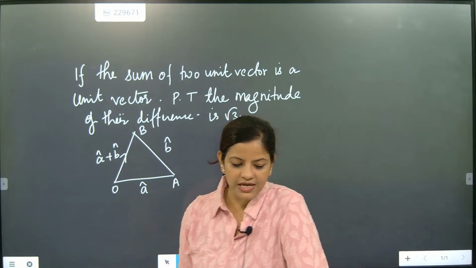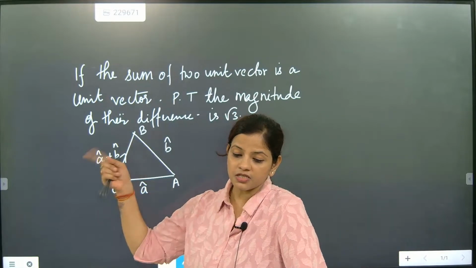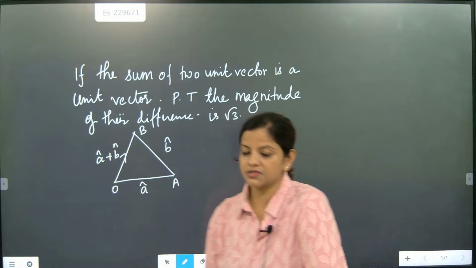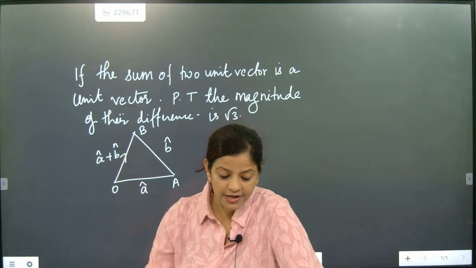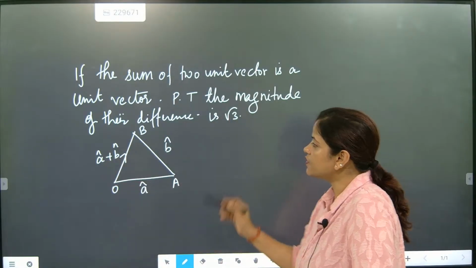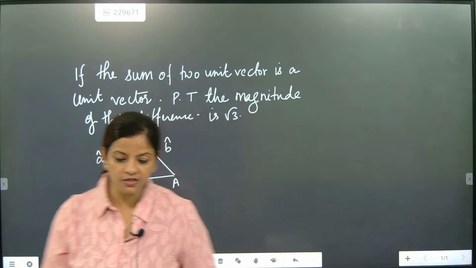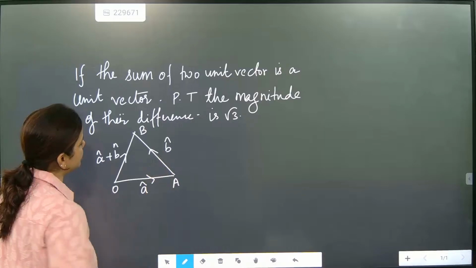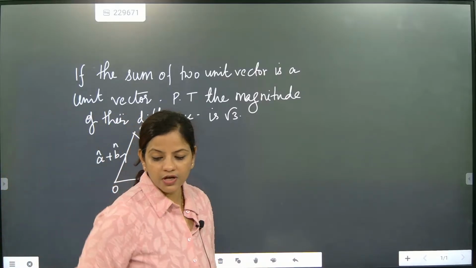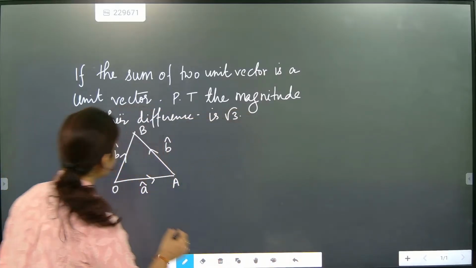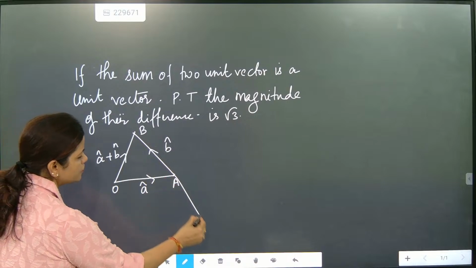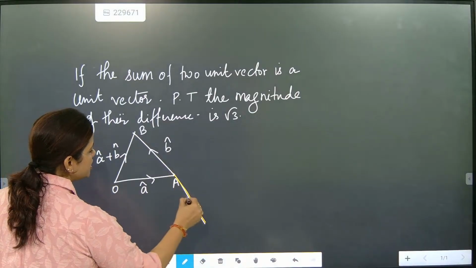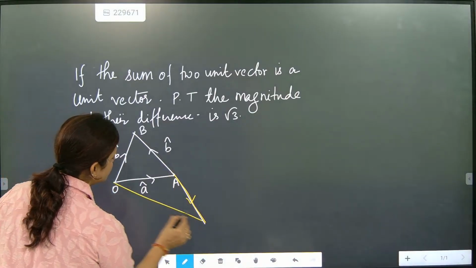Now, beta, what they're asking here is: the sum of 2 unit vectors is a unit vector, then prove that the magnitude of their difference is root 3. So first, these two are unit vectors. This part is A vector. Difference means opposite now, so we are going to extend it in the opposite direction. This part is exactly going to go in the opposite direction like this, and then this part is going like this.